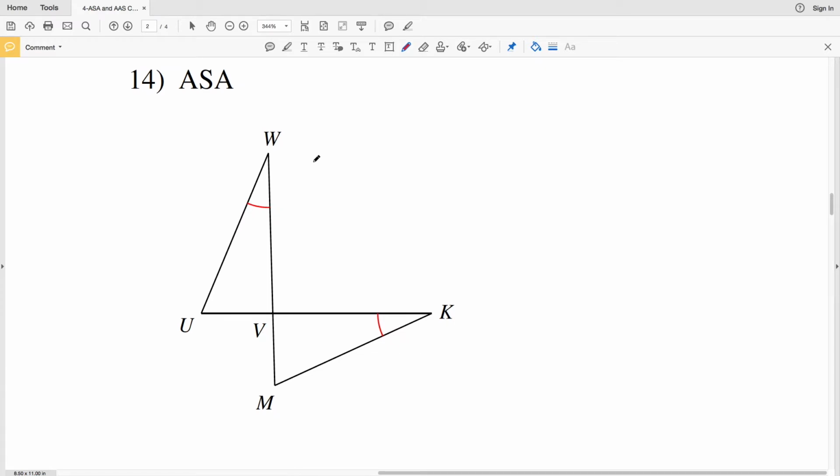For number 14, again, angle side angle. This angle UVW forms a vertical angle with MVK, therefore they are congruent. We need the included side to be congruent as well, so angle W is congruent to angle K, and since these two angles are also congruent, the included side is this WV and this KV. So we need to have that WV is congruent to KV in order for angle side angle congruence to work.